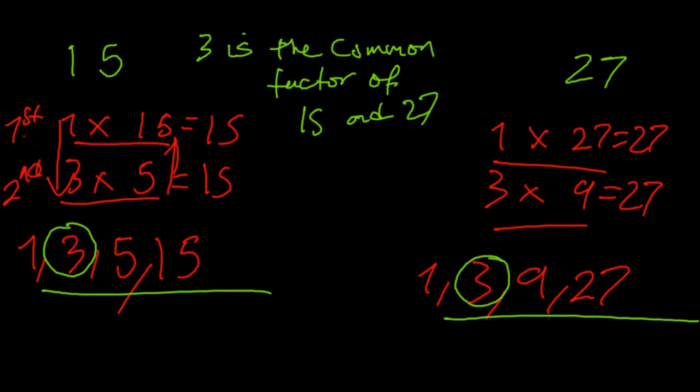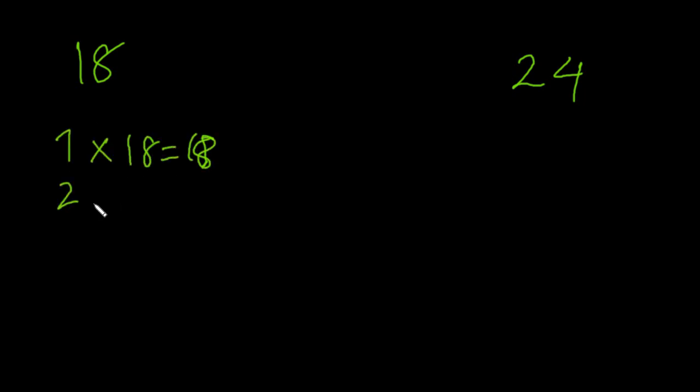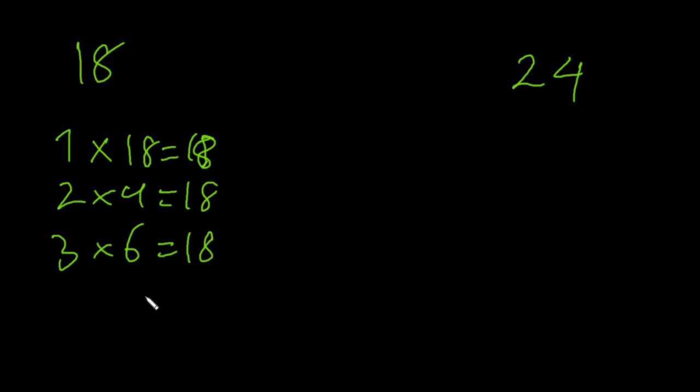Alright, so what about highest common factors or greatest common divisors? Let's have a look at some examples of our highest common factors. So I'm going to take my example numbers as 18 and 24. And I'm going to go ahead and list all my possible factors of 18. 1 times 18, 2 times 9, 3 times 6. So those are all my possible factors of 18.